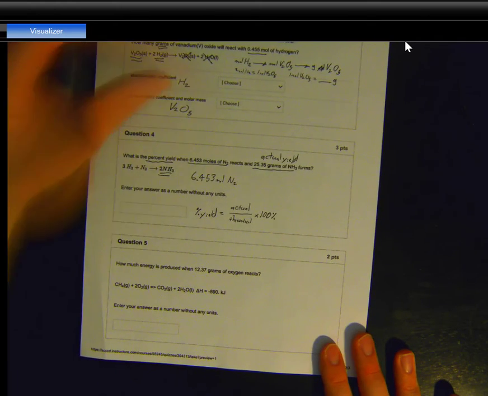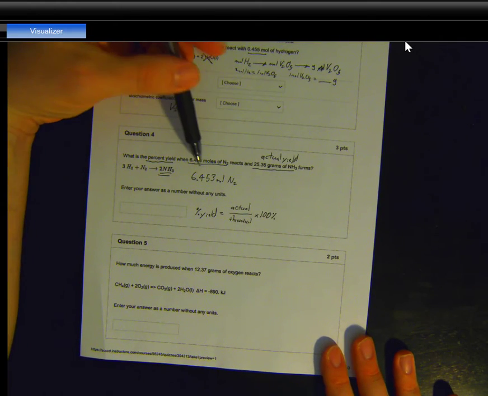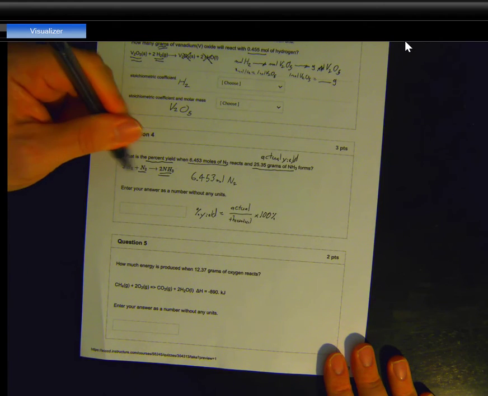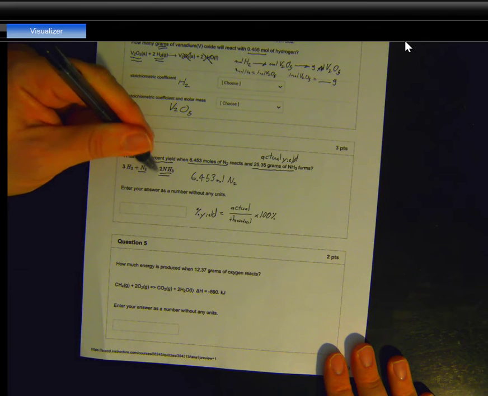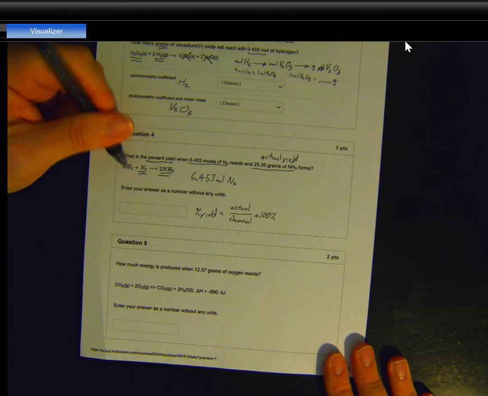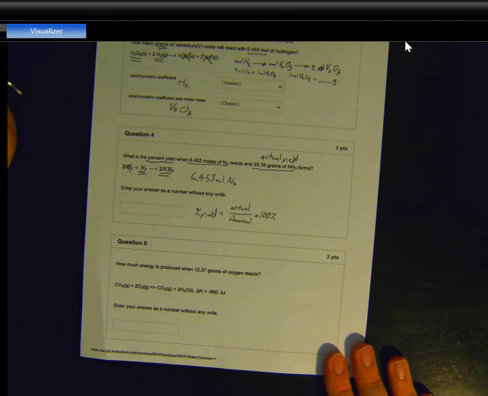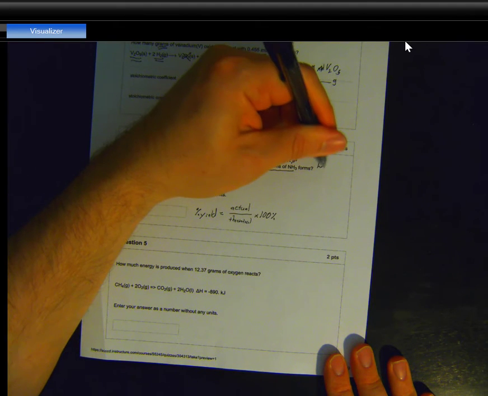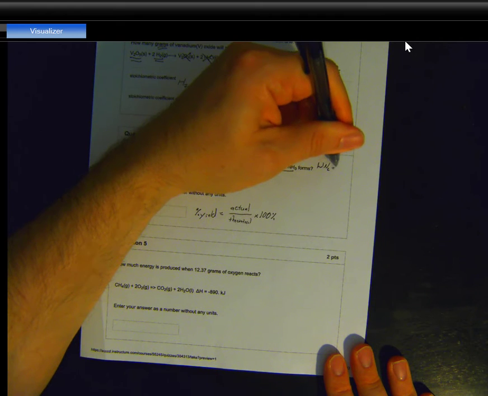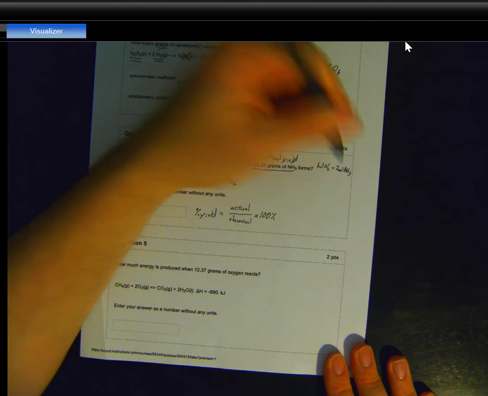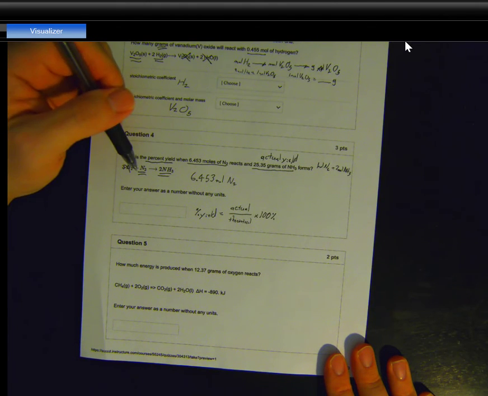Maybe before we do that, maybe I should make a list of conversion factors we might need. So we have moles of N2 and we have moles of NH3. We'll need those two things. I'm going to actually go and cross this out. We don't care about the hydrogen for this question. So we can say 1 mole of N2 equals 2 moles NH3. Okay, so that's from the balanced equation.